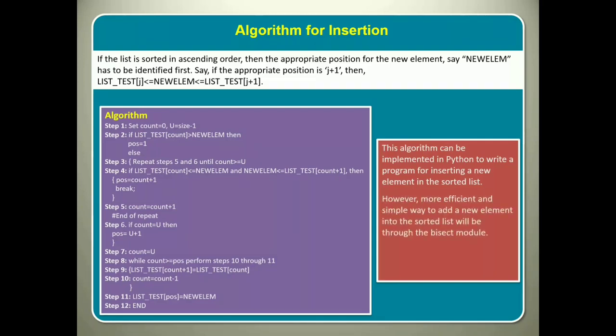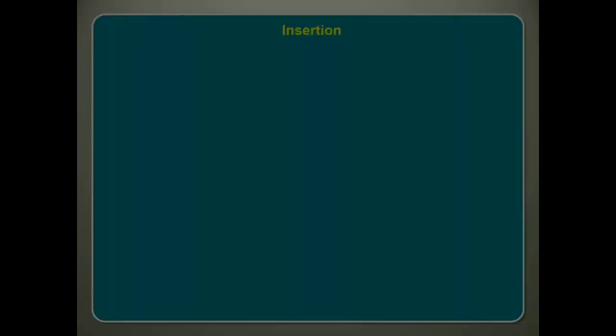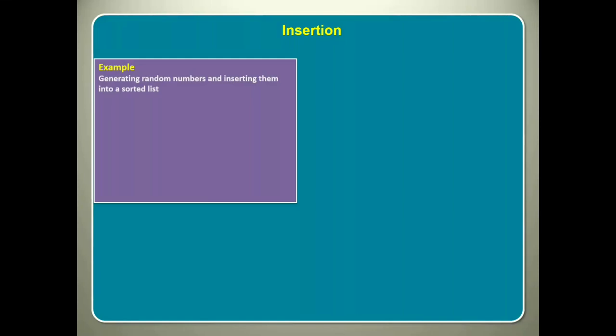However, a more efficient and simple way to add a new element into the sorted list is through the bisect module. It implements the given algorithm in Python to insert elements into the list in sorted order. Have a look at a program that generates random numbers and inserts them into a sorted list. This program uses two modules, namely the random module and the bisect module.